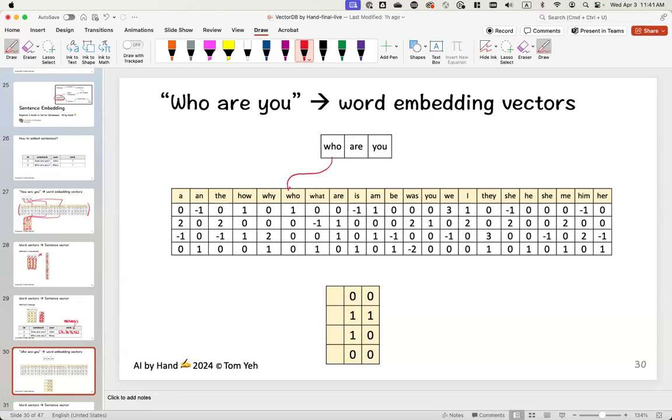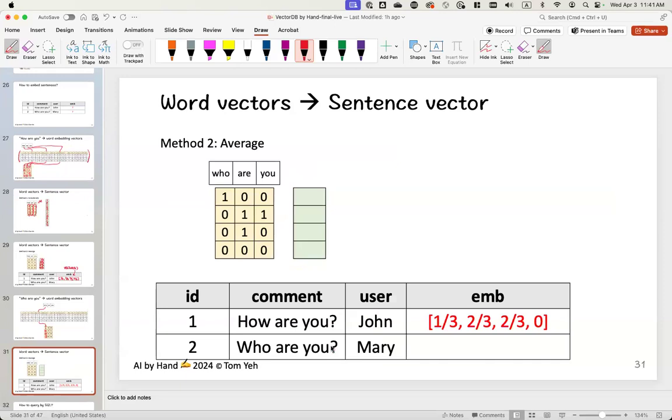So for "who", we're going to look it up from here, come down over here. So "who" is 1, 0, 0, 0. And this is another practice. How can we then convert them into a single sentence vector through the simplest method, which is average? So it's going to be 1/3, 2/3, 1/3, and 0/3. And then we'll store that into our database here. So it will be 1/3 here, 2/3 here, 1/3 here, and 0 over here.